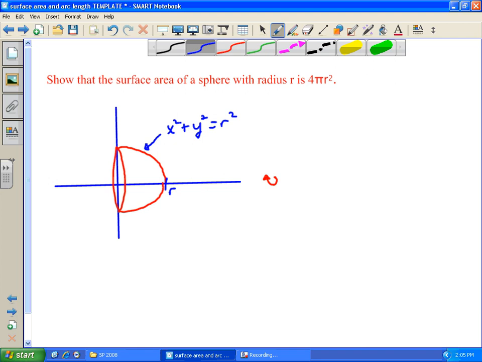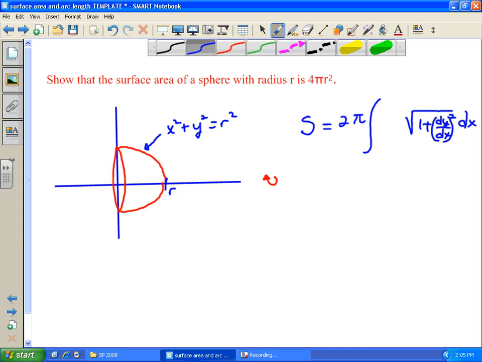Since the rotation is around the x-axis, let's write down which version of the surface area formula I am going to use. The 2 pi is always there. The square root is always there. But I just need to know what to write in front of that square root sign. Should I put x or should I put f of x? F of x, right, because we're going around the x-axis.